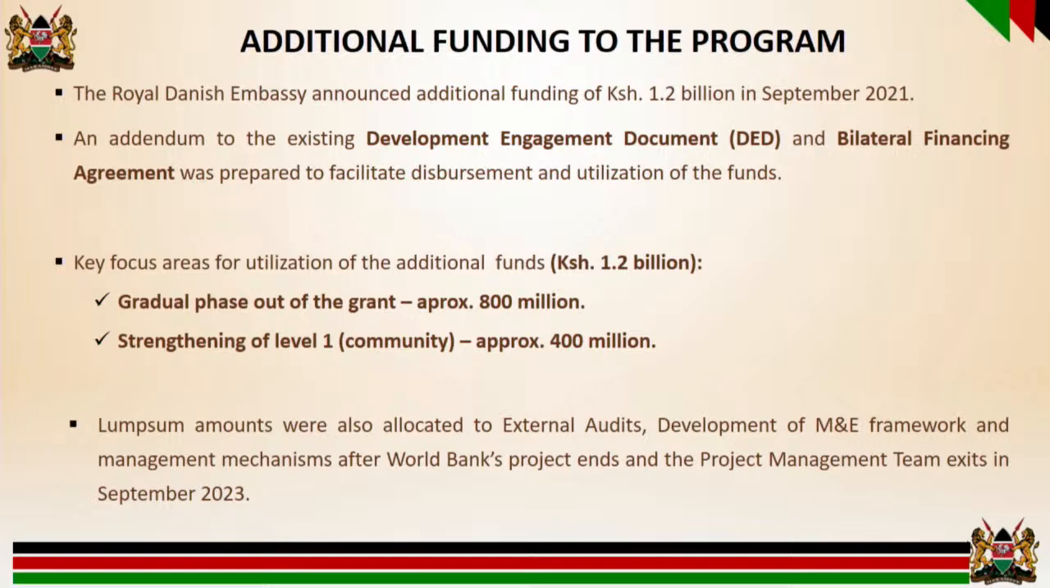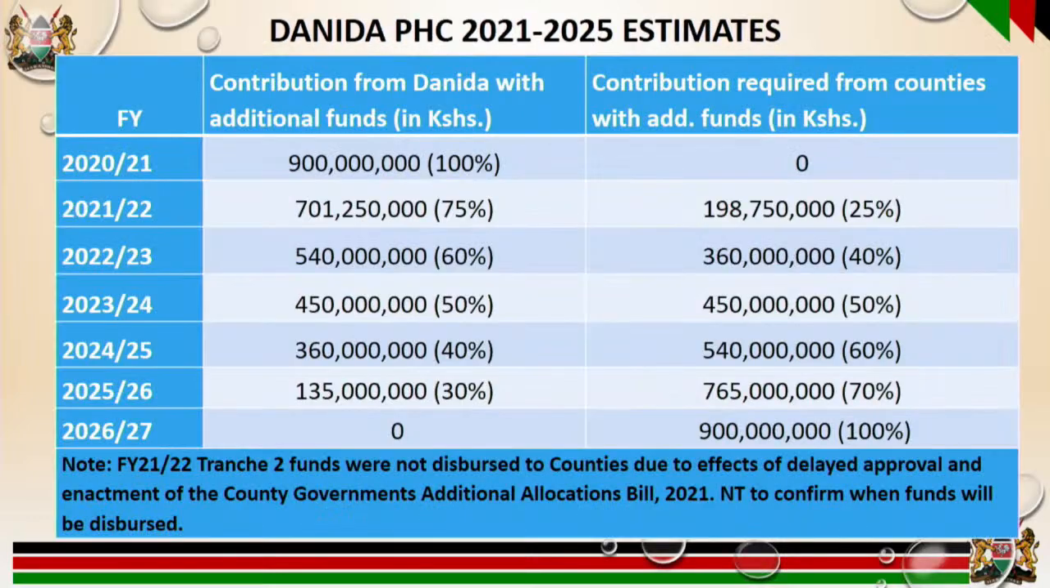Some amounts were also allocated towards developing M&E frameworks and also coordination mechanisms after the World Bank THS project comes to an end next year, bearing in mind that the PMT that coordinates THS is the same team that oversees, or rather coordinates, the Danida program in the counties.